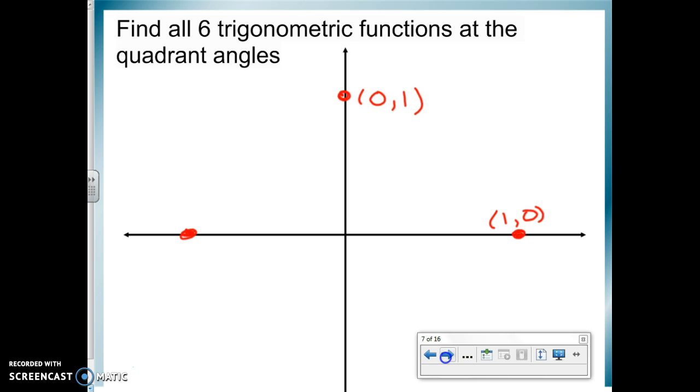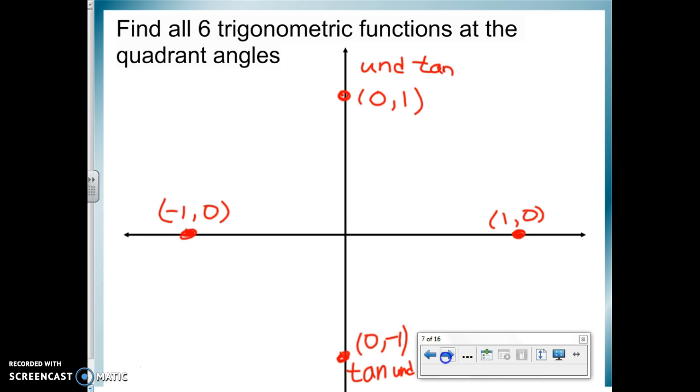This one is the point -1, 0. So cosine's -1, sine is 0. And here, 0, -1. At that point, my cosine is 0, my sine is -1. This is where tangent would be undefined. And there's where tangent is undefined.